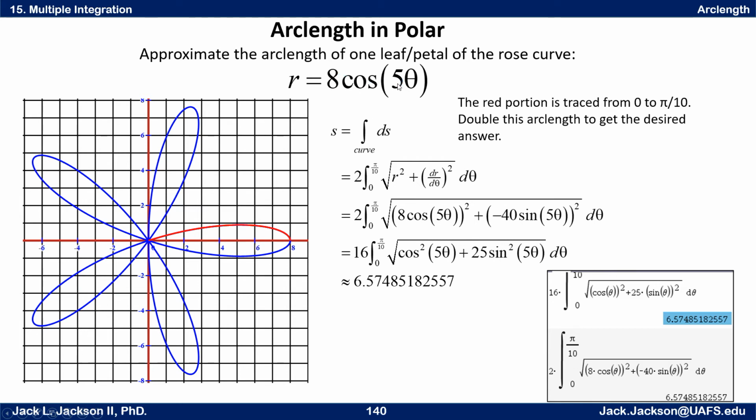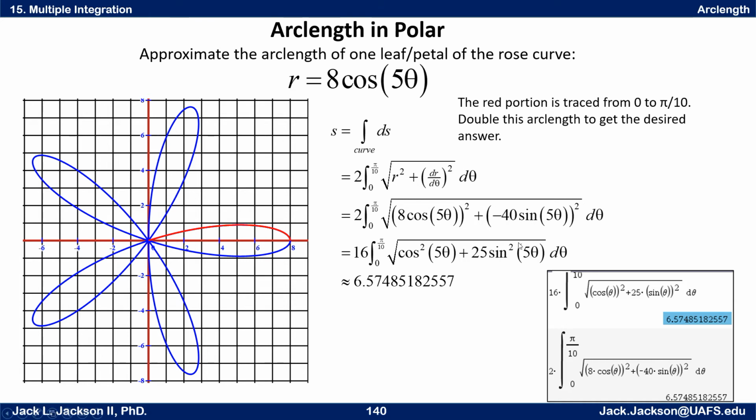Now, r is 8 cosine of 5 theta. That goes inside of the parentheses here for r. And we need to do the derivative of this to go in here. The derivative of cosine u is minus sine of u times du. So the derivative of the inside is 5 times 8, which is 40. So the derivative of r with respect to theta is negative 40 sine of 5 theta.